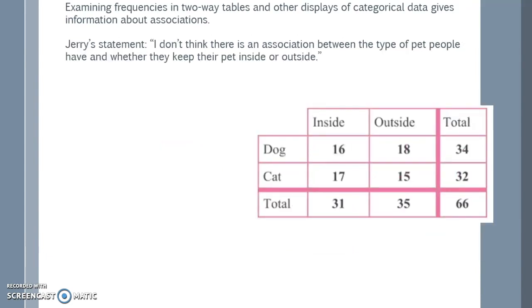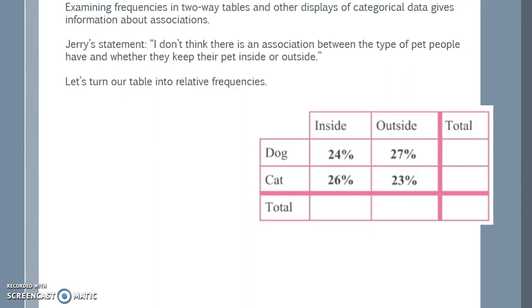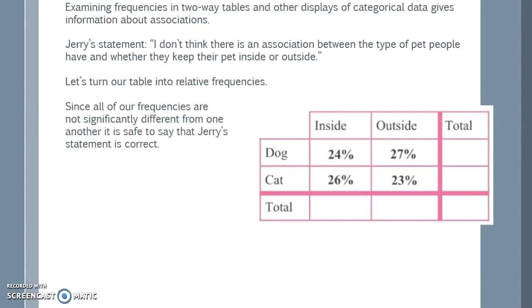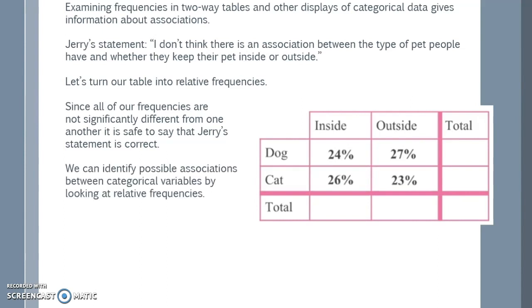Jerry's statement: "I don't think there is an association between the type of pet people have and whether they keep their pet inside or outside." Again, we'll turn our table into relative frequencies. When I look at all of our frequencies, they are not significantly different from one another. So it is safe to say that Jerry's statement is correct, that there is no association. We can identify possible associations between categorical variables by looking at the relative frequencies.